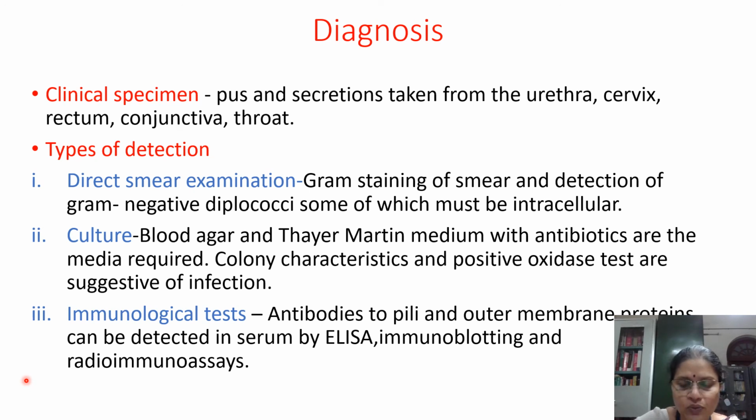So what you have to do is take that serum and go for detecting these antibodies either by doing ELISA or by doing immunoblotting, or you can also go for radioimmunoassays. So by doing any one of these immunological tests, you can find out the presence or absence of antibodies against the pili and other outer membrane proteins of gonococci.